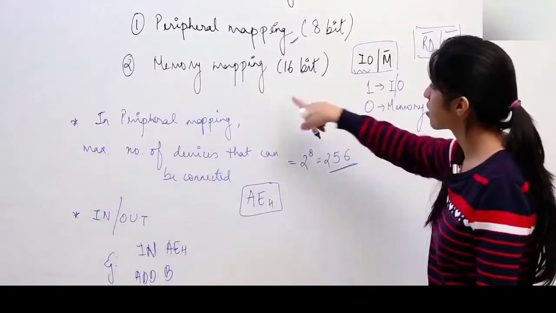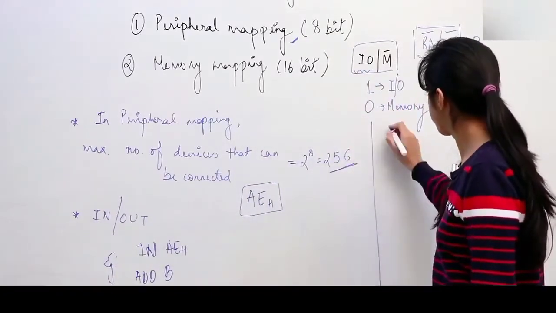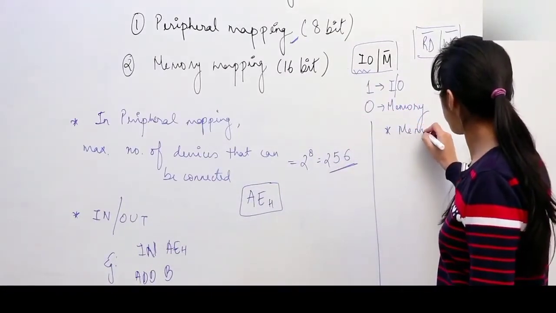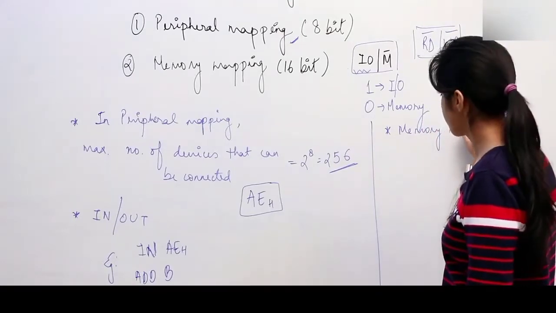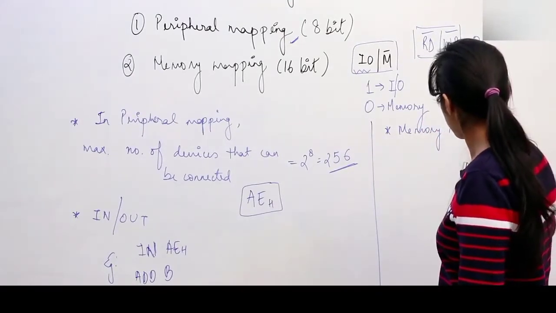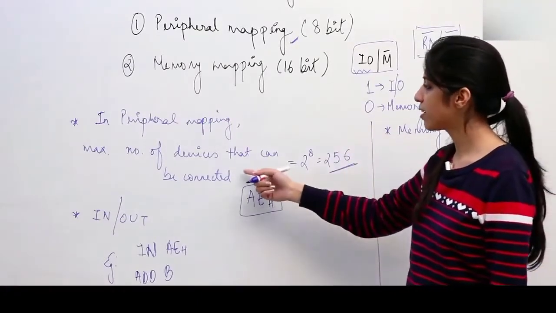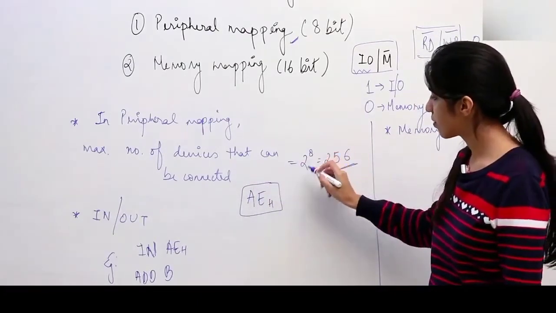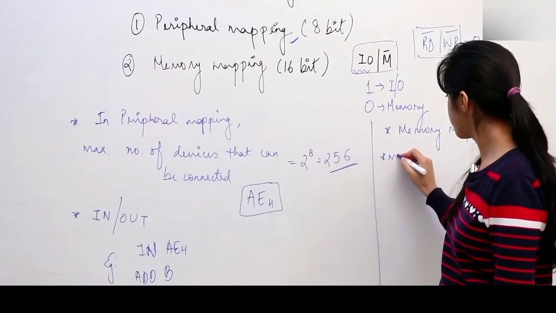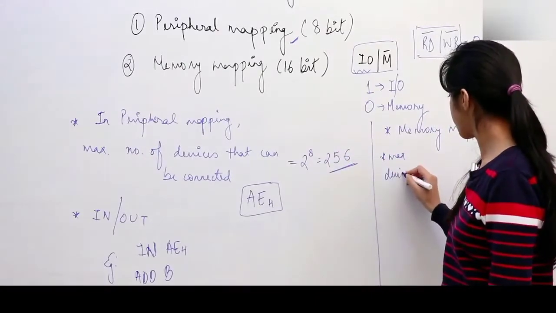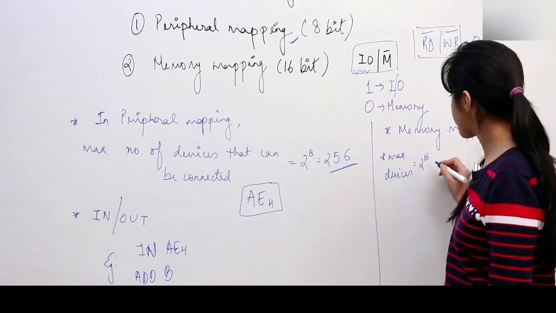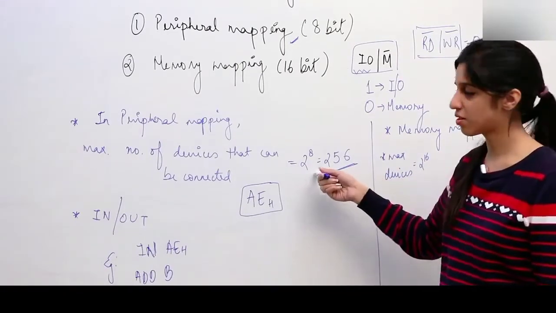In case of memory mapping, see what happens. First thing is the number of devices that can be connected increases. Since now the maximum number of devices that can be connected becomes 2 to the power 16, which is much larger than this number.